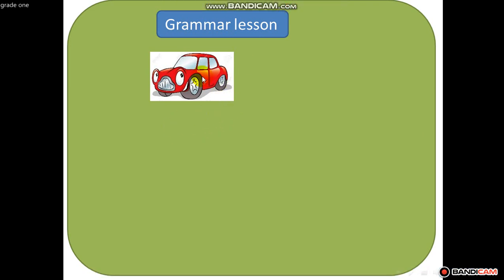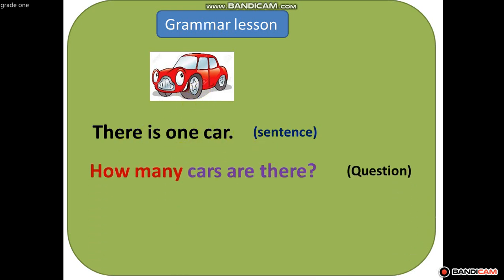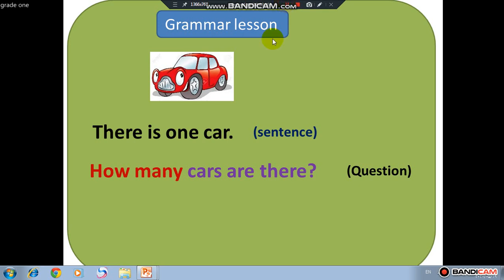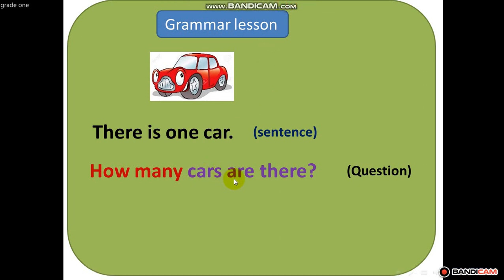So, how many cars are there? Look at this. How many cars? 1 car. So, we are going to say there is 1 car, because this is only one thing. So we're going to say there is, not there are. If we are going to make a question, we have to say how many cars are there? There is 1 car.